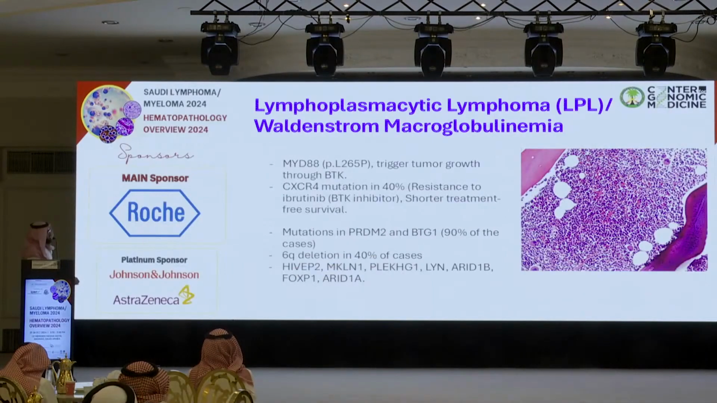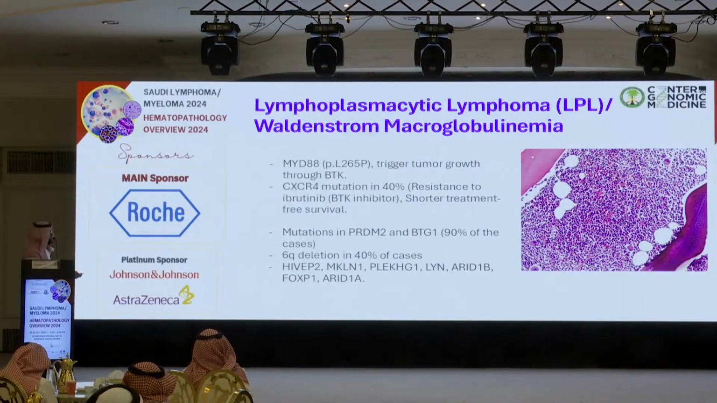The next is LPL, Waldenström macroglobulinemia, and this is one of the diseases that also gets a little bit of changes with WHO5. We know about MYD88. So MYD88 is common, seen in many cases of LPL, but it's not specific. So you can see it in other types of lymphoma. It's totally not specific. The importance of MYD88, it can work through BTK. So BTK inhibitor may work if the patient has this mutation.